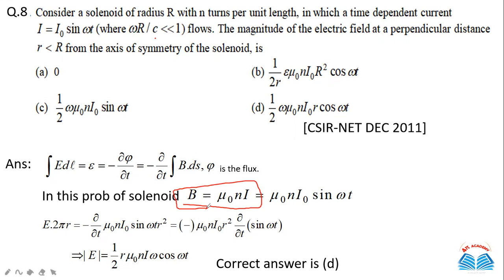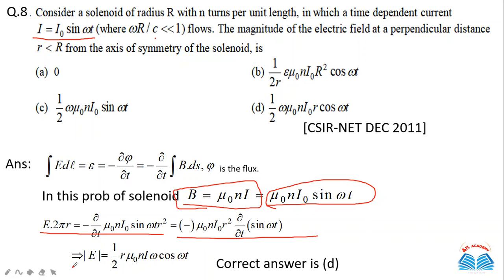In previous lectures, I have told you B equals mu naught n I. I am putting I naught sin omega t because in the question we are given I equals I naught sin omega t. And dl means length. A solenoid has a cylindrical shape, so the length will be 2 pi r. So E times 2 pi r will be equal to this. Just solve this and you will get the result.